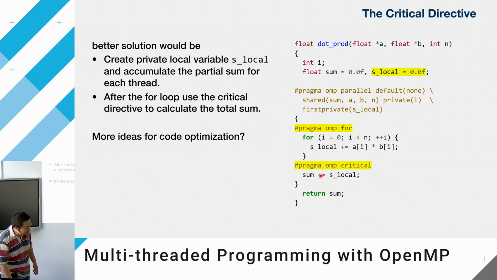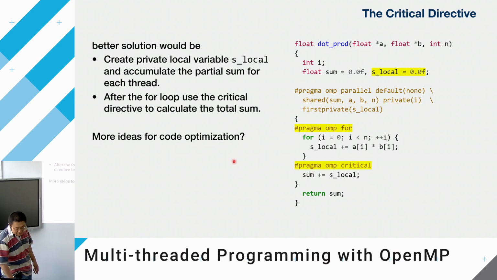Only in the very last step, we add the local sums to the global sum. But summing the local sums into the global sum involves a very limited number, only, I don't know, 4 or 100. So this can be done very efficiently.